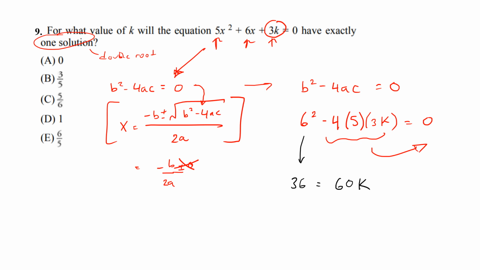You can convince yourself that 5 times 4 is 20, times 3 is 60, and then we have this extra k lying around. Simply solve for k, divide both sides by 60. And we don't expect you to do these simplifications all in your head, but if you can, that's awesome. If you use your calculator, in decimal form it's 0.6, but in fraction form you will get 3/5. And that is answer choice B.